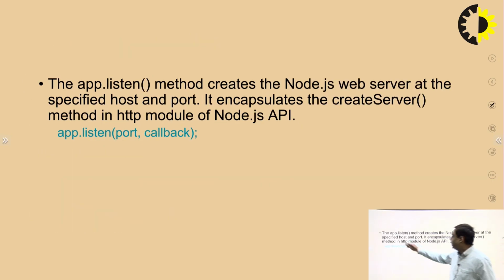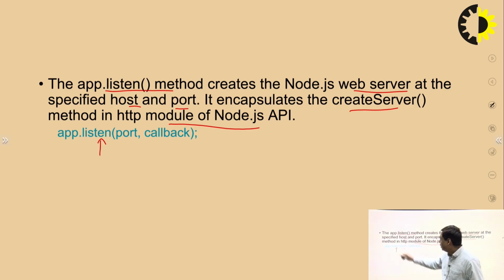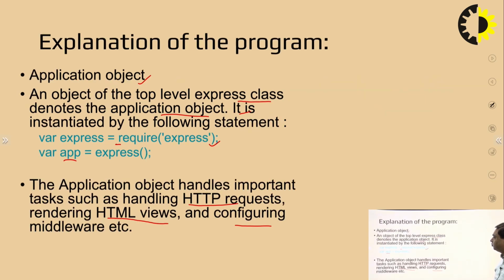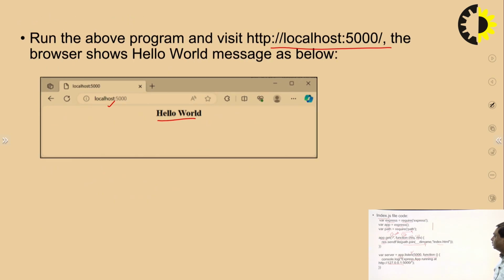Then we are using the app.listen method to create the Node.js web server at the specific host and port. It encapsulates the createServer method in the HTTP module of Node.js. So with the help of listen, we are creating a server, and we are listening on the server at the port number which we can specify here. In our previous program, we mentioned port number 5000.